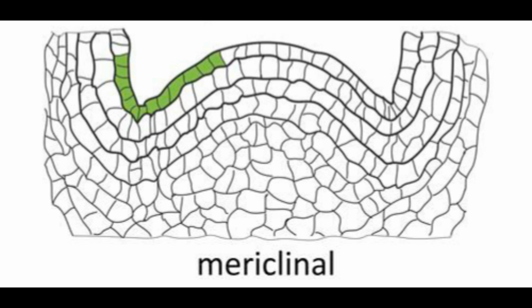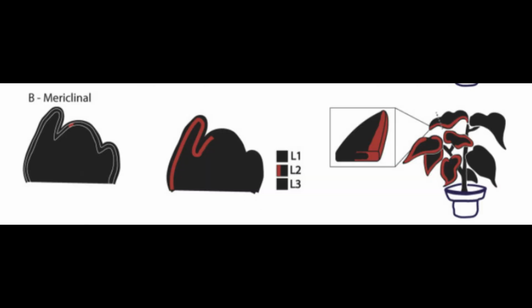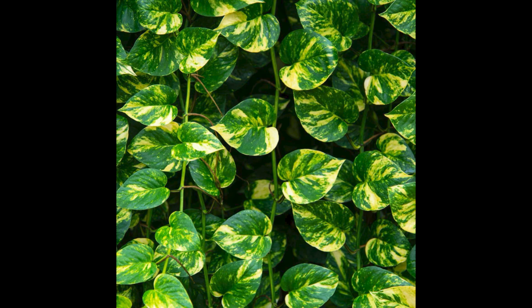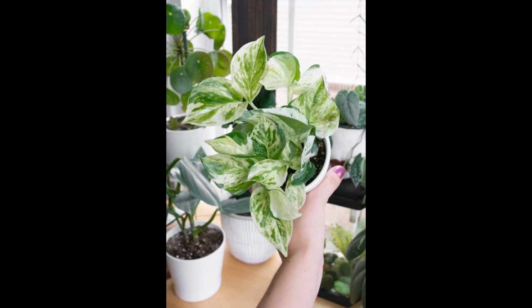The Mericlinal Chimera can look almost identical to the Sectorial Variegation. The only difference between them is that Mericlinal only affects some of the layers of the meristem, but Sectorial affects all. This makes the Mericlinal variegation slightly more stable, but it's still wildly unpredictable. Most variegated pothos fall under this category.